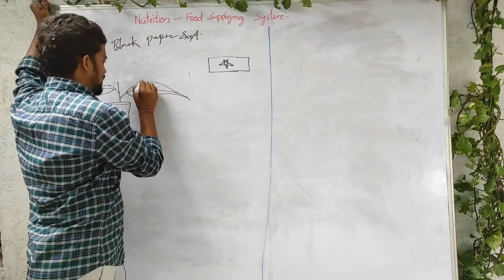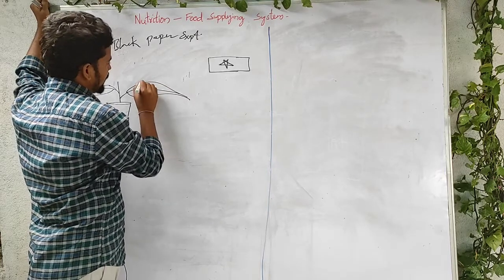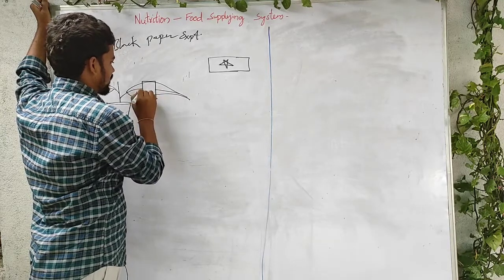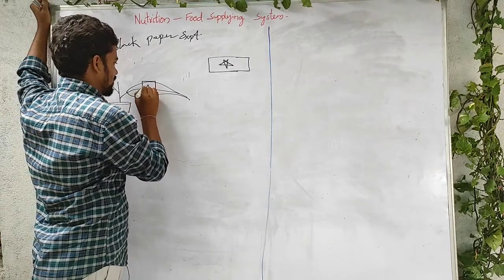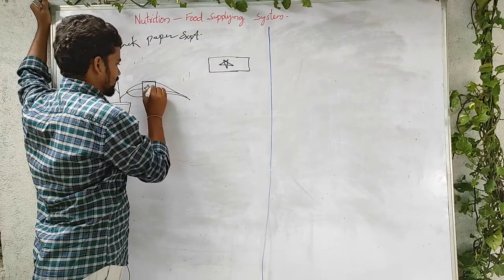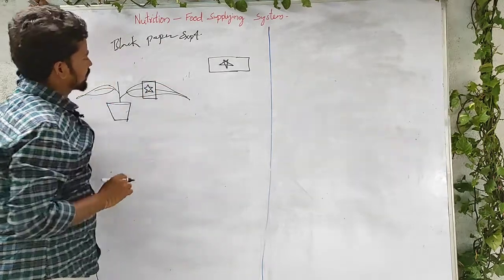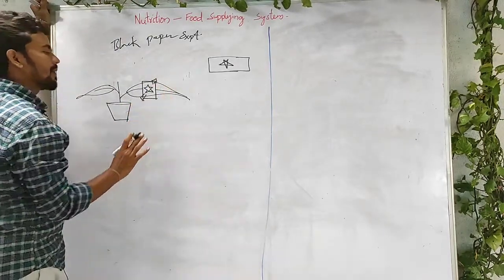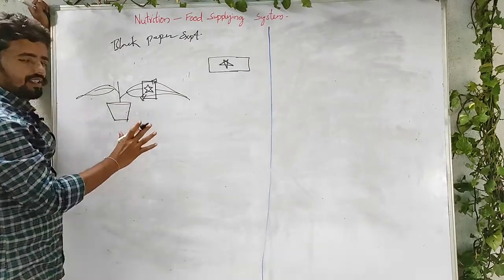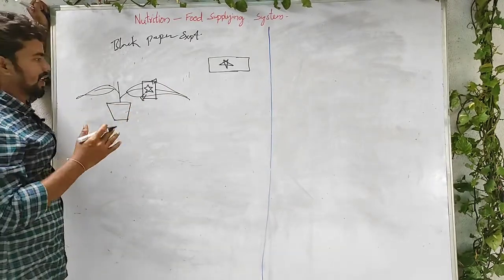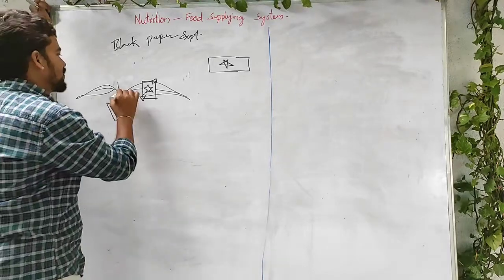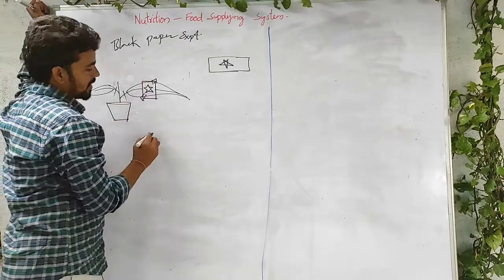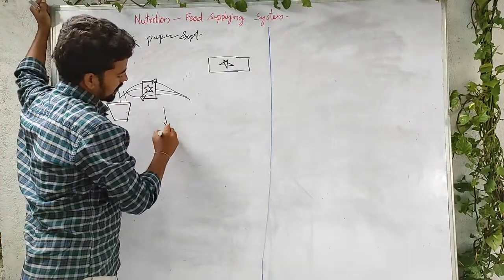Now we should arrange this black paper on the leaf like this. So we have a star-shaped cut here in the middle, and we should arrange a paper clip here and here. Now we should put this entire setup in the sunlight for 4 to 5 hours. After that, we should take the leaf out and conduct the iodine test.